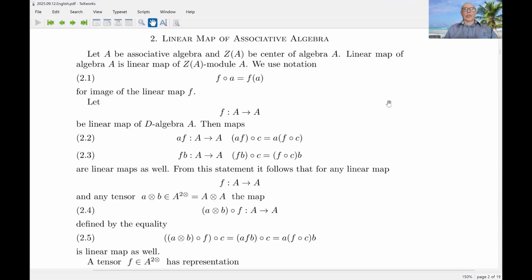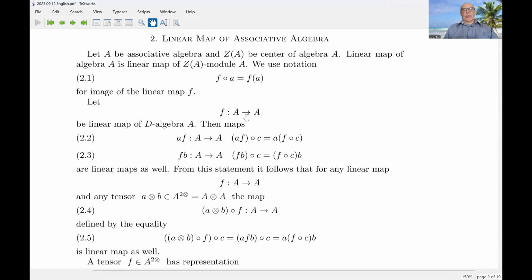We start from the definition of linear map of associative algebra. Let A be an associative algebra and Z be the center of algebra A. A linear map of algebra A is a linear map of the Z-module A. We use notation 2.1 for the image of linear map F.